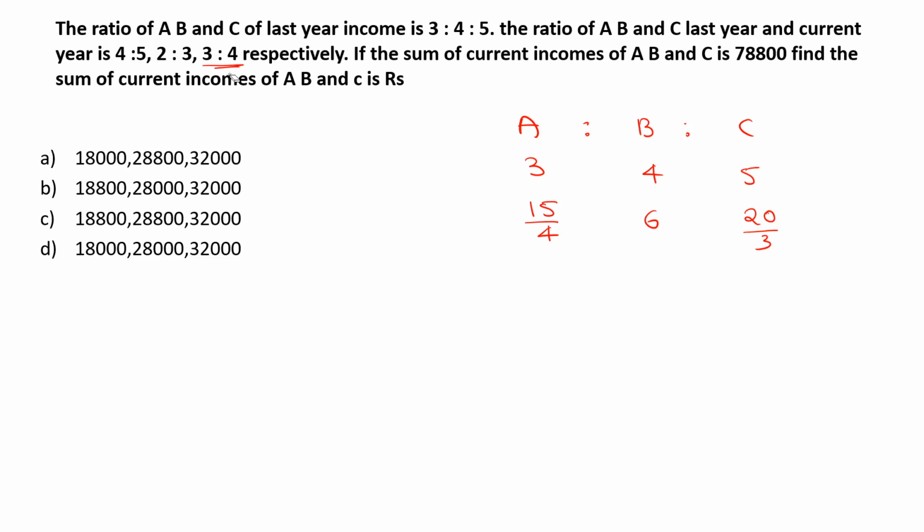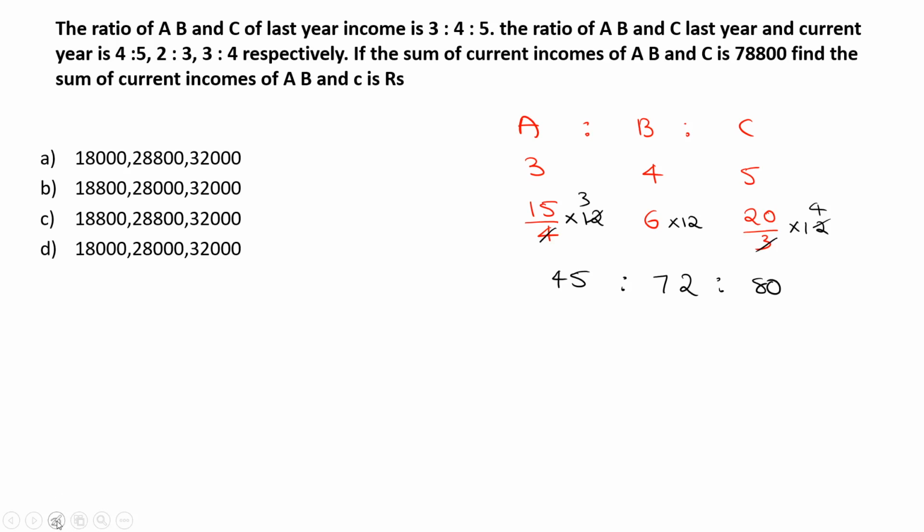Just to convert that fractional ratio into a linear ratio, take a common multiple of both 4 and 3, the denominators. In this case, I am going to take 12 as a common multiple. Then we are going to get a linear ratio. 4 times 15 upon 4 gives 45, 12 times 6 is 72, and 3 times 20 upon 3 is 80 when multiplied by 12 appropriately. The present incomes of A, B, C are in the ratio of 45:72:80.